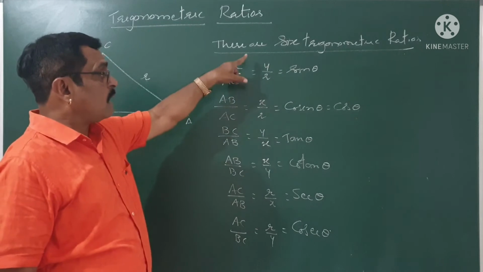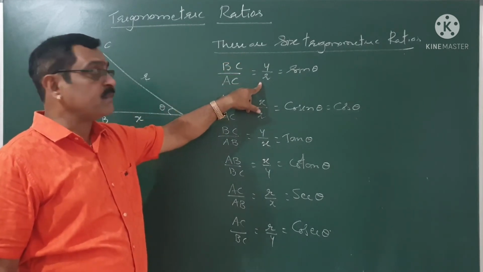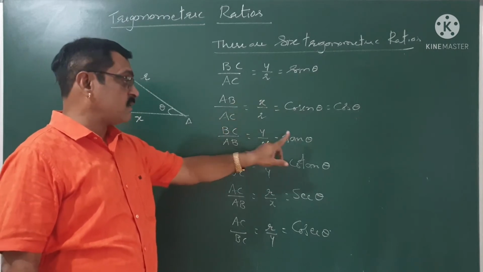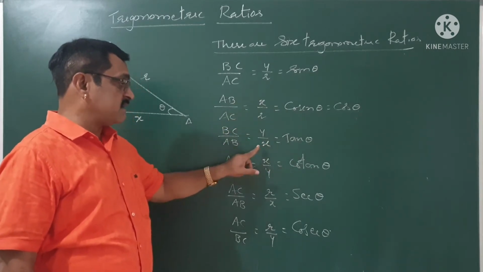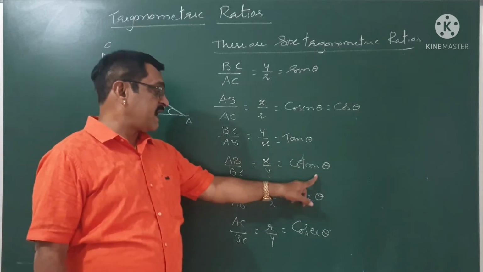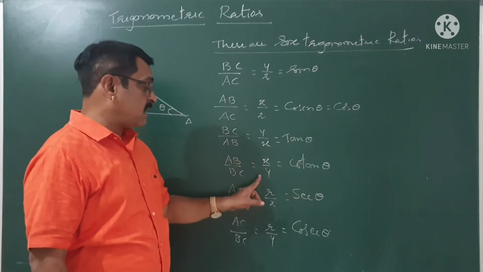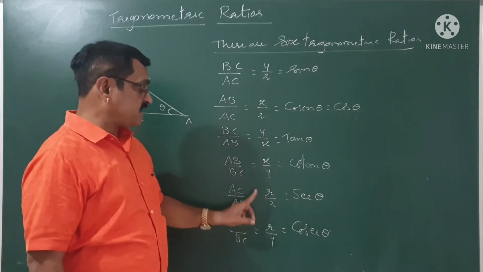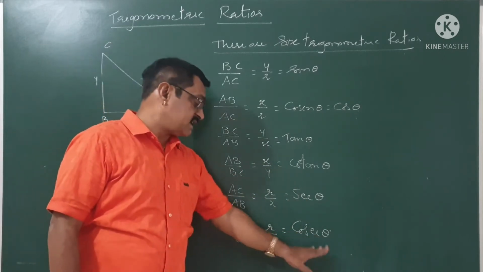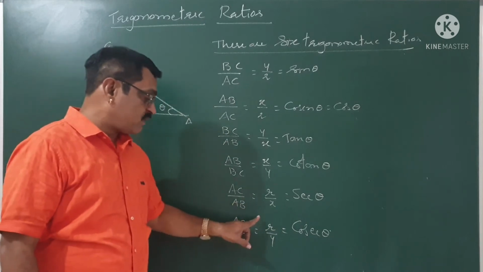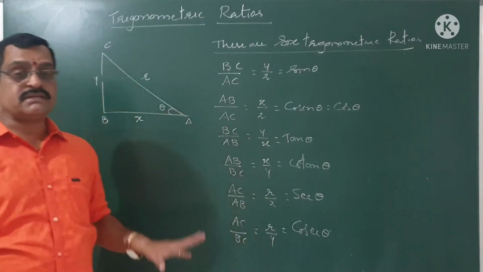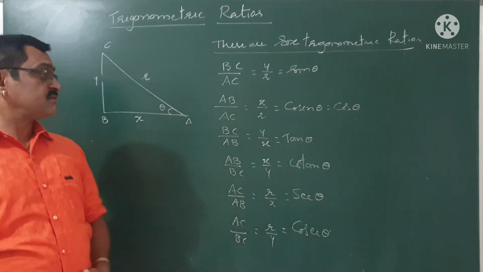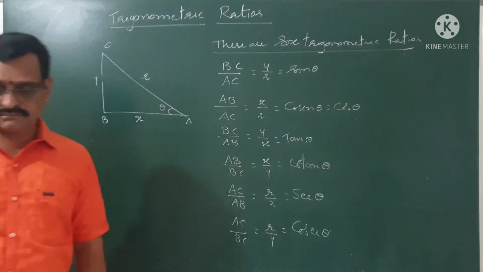So basically, there are 6 trigonometric ratios. Sin theta, opposite side by hypotenuse. Cosine theta, adjacent side by hypotenuse. Tan theta, opposite side by adjacent side. Cotan theta, adjacent side by opposite side. Secant theta, hypotenuse by adjacent side. Cosecant theta, hypotenuse by opposite side. These are the 6 trigonometric functions or ratios. Please take note of that.